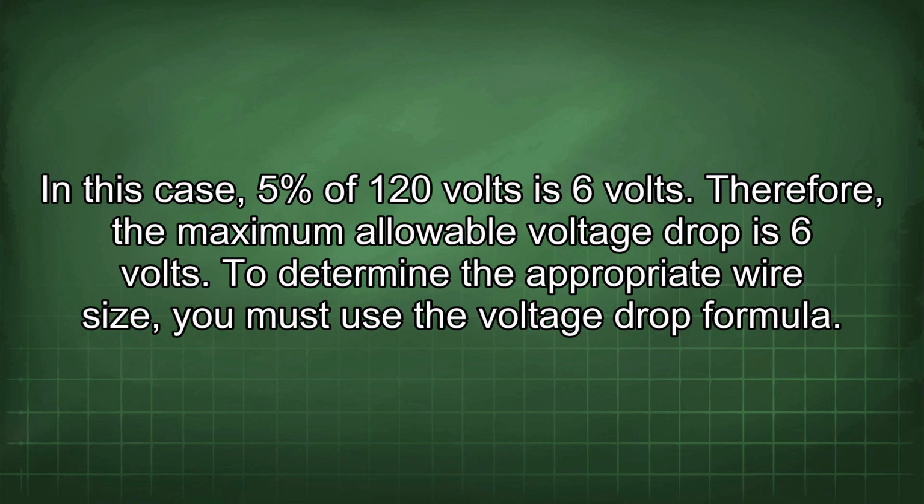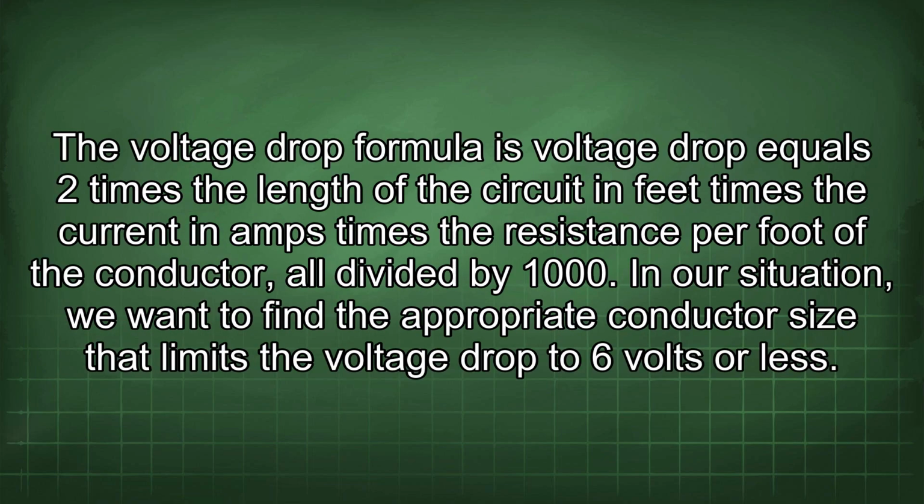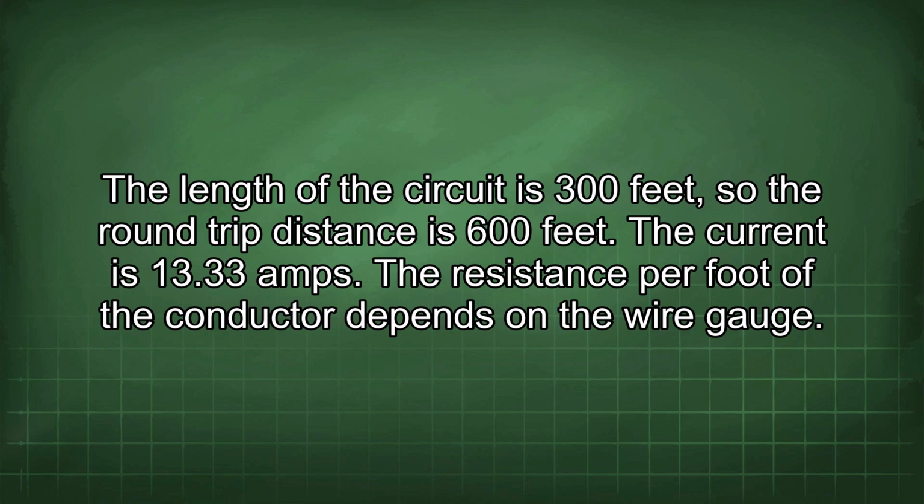To determine the appropriate wire size, you must use the voltage drop formula. The voltage drop formula is voltage drop equals 2 times the length of the circuit in feet times the current in amps times the resistance per foot of the conductor, all divided by 1000. In our situation, we want to find the appropriate conductor size that limits the voltage drop to 6 volts or less. The length of the circuit is 300 feet, so the round-trip distance is 600 feet. The current is 13.33 amps.